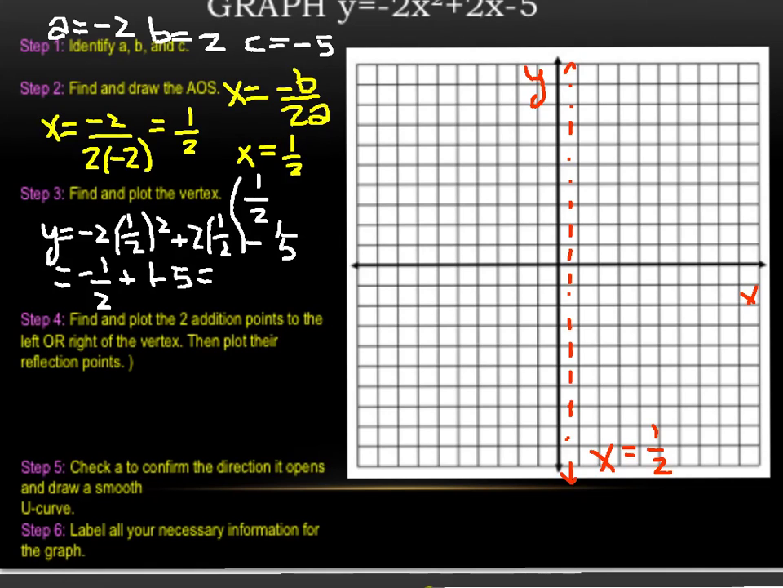Now order of operations, left to right, right? So -1/2 plus 1 is a +1/2. +1/2 minus 5 is the same as saying +1/2 minus 10/2, which is -9/2, which is -4.5.